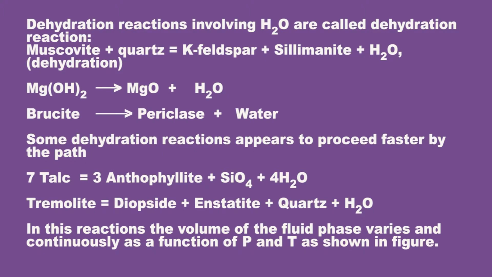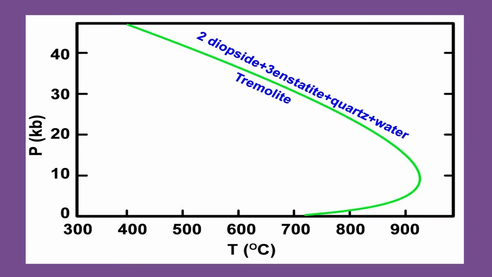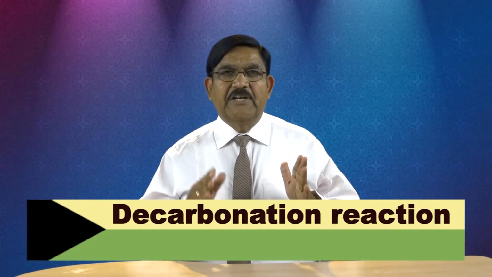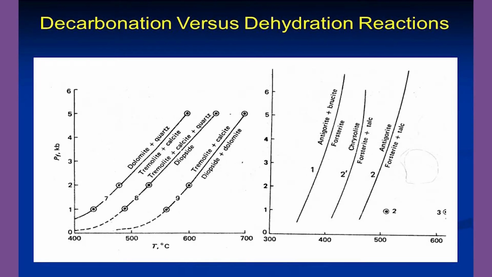Some dehydration reactions appear to proceed faster by the path: talc give rise to 3 anthophyllite plus SiO2 plus 4H2O. Tremolite give rise to diopside plus anorthite plus quartz plus water. In these reactions, the volume of the fluid phases varies continuously as a function of pressure and temperature, as shown in the figure. Decarbonation reaction: the solid-gas reaction which involves CO2 is called decarbonation reaction.